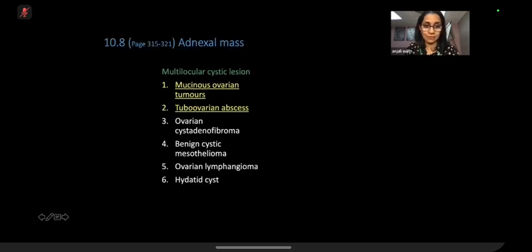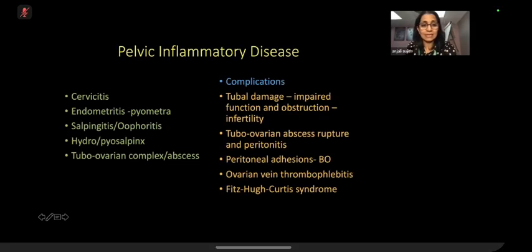Chapman gives a differential for multilocular cystic lesion. These are the differentials. The history, the intensity of enhancement, and fat stranding and fluid would point to a diagnosis of tubo-ovarian abscess. So that takes us to pelvic inflammatory disease.